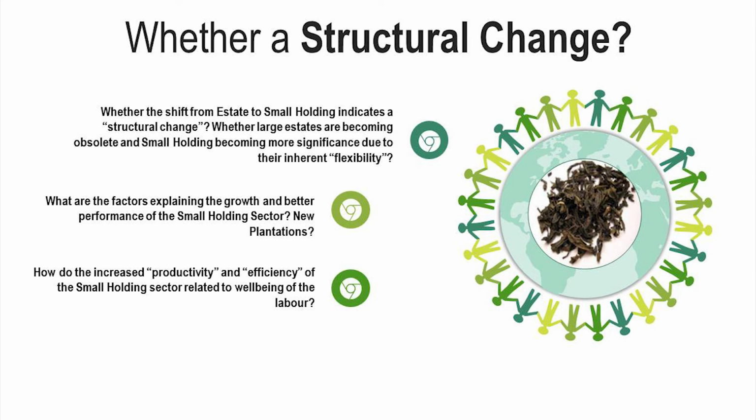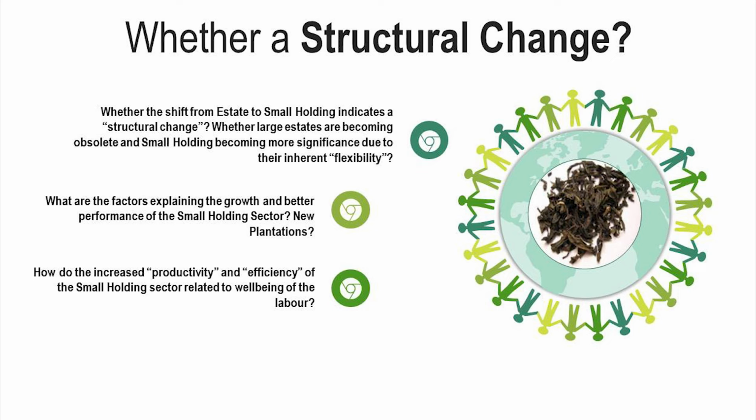And the third question that we need to see: how do the increased productivity and efficiency of the small holding sector relate to the well-being of the labor? I think that's very important to look at the issue of the overall scenario of tea in the country. As we have seen, small growing sectors are having a greater role in this whole tea cultivation scenario in the country, and it is also characterized by relative efficiency and improved productivity. Does that also reflect improved well-being for the labor engaged in the small growing sector? I think that's very important, and that is to be looked into.